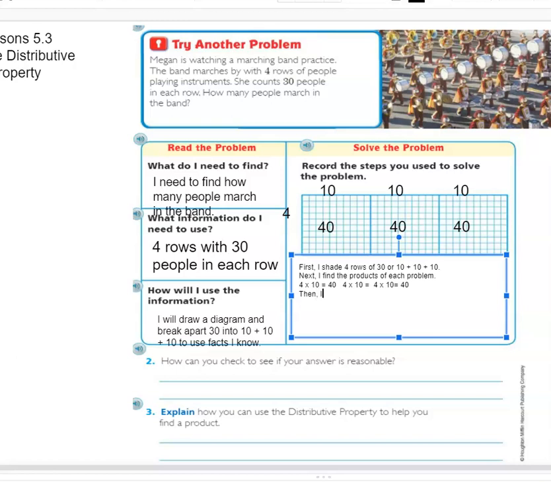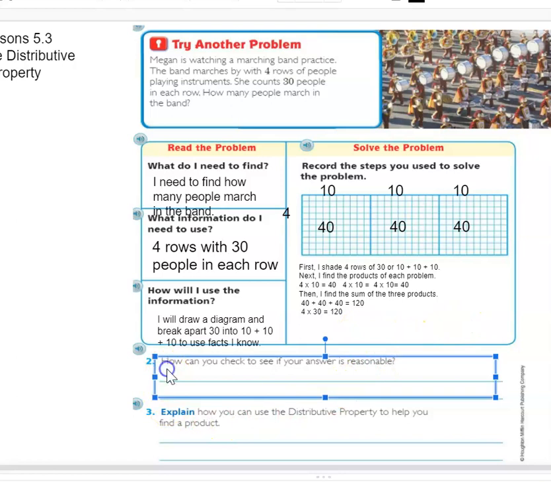Then I find the sum of the 3 products. And so I would add that all together. So 40 plus 40 plus 40. And did you get the answer for this one? 120. And then I'm just going to write this problem down below. This was the original problem that we solved before we broke apart. Okay, and then we have 120. And so I know that there were 120 people that marched in the band in the end of all of this.